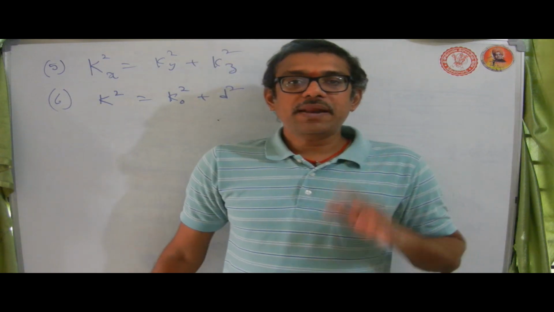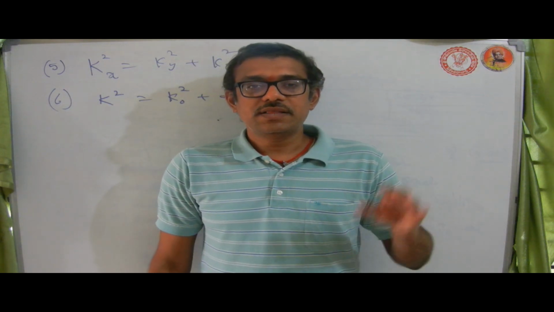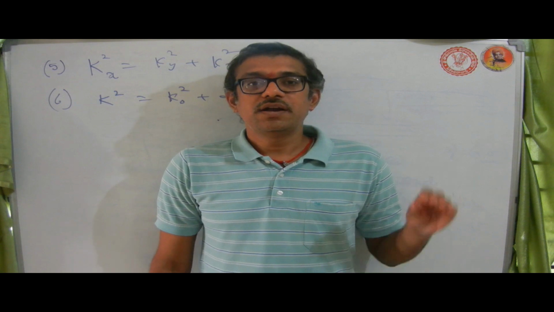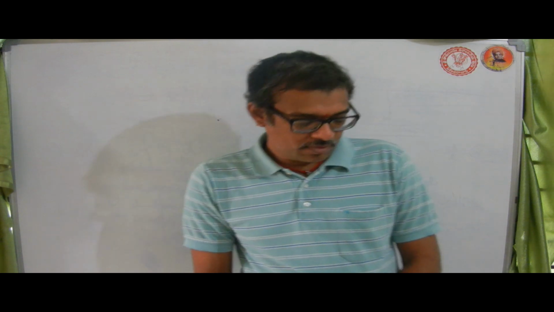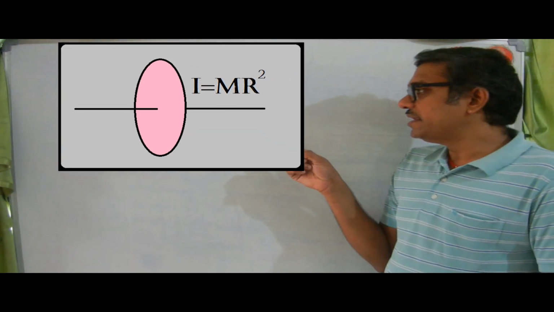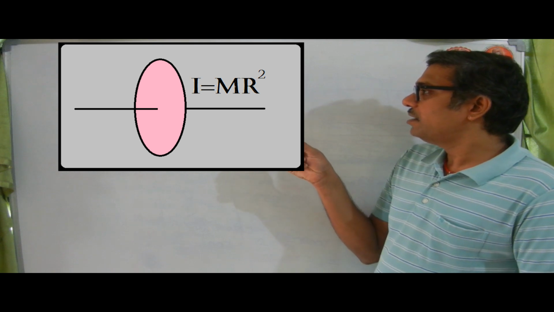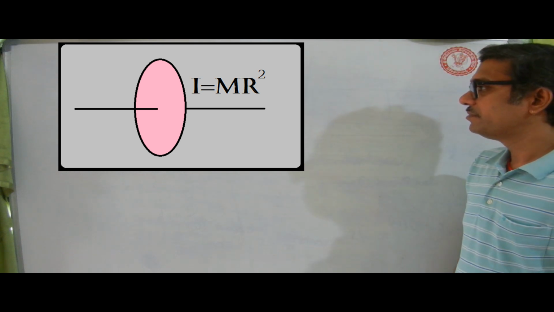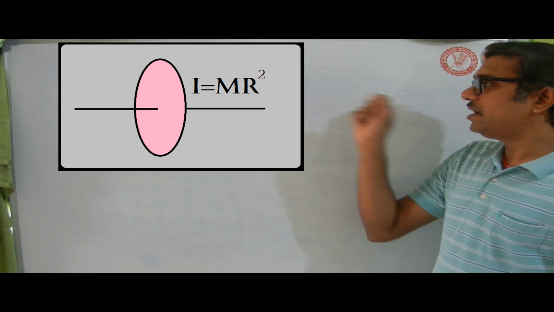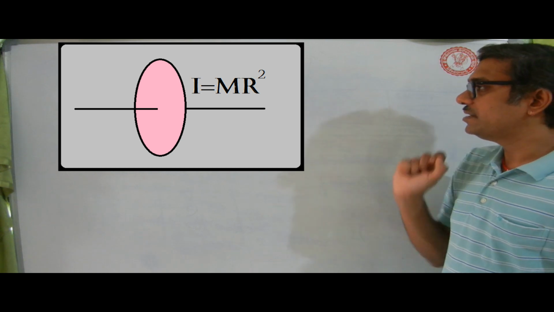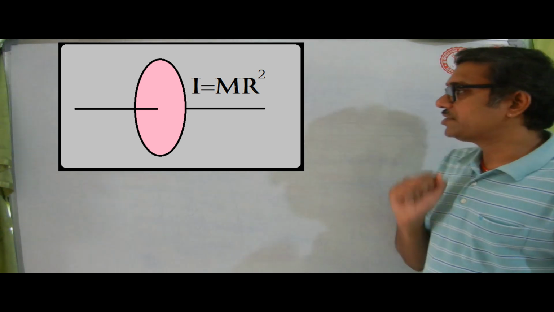By applying these formulas from the entrance examination point of view, definitely we will win in the exam. Now the moment of inertia of individual regular shaped objects, one by one. The first one is the moment of inertia of a circular ring about an axis passing through the center of mass, which is mr square.